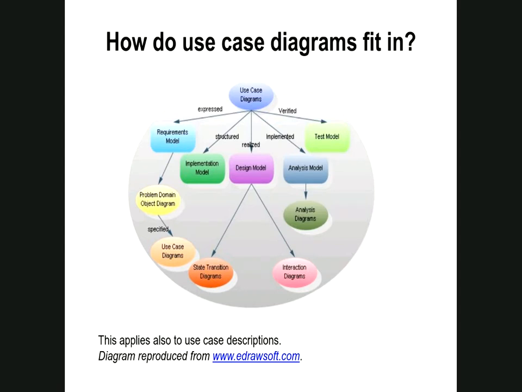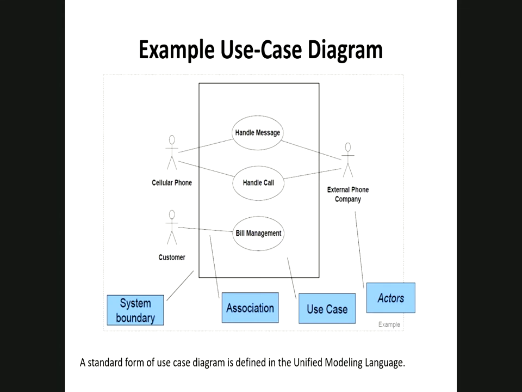Now, an example of use case diagram. Let's see this. Now you see, this is an actor. I prefer going red color. All these are the actors.